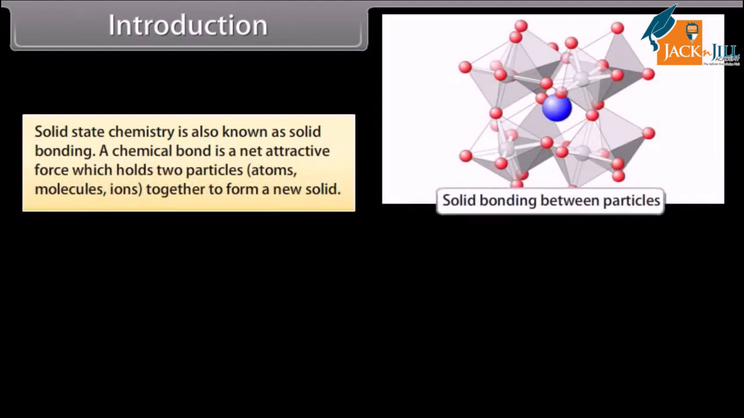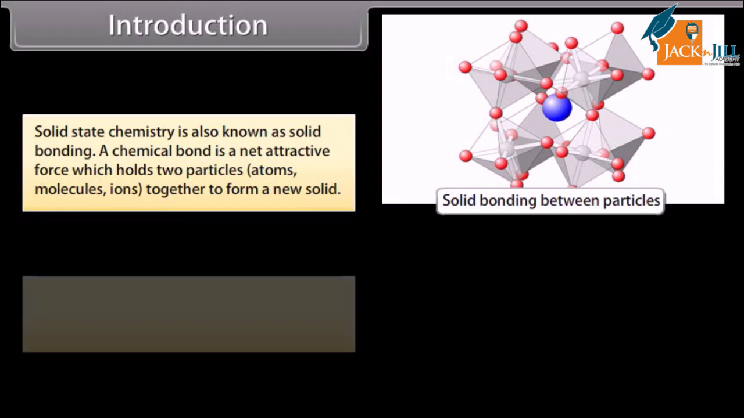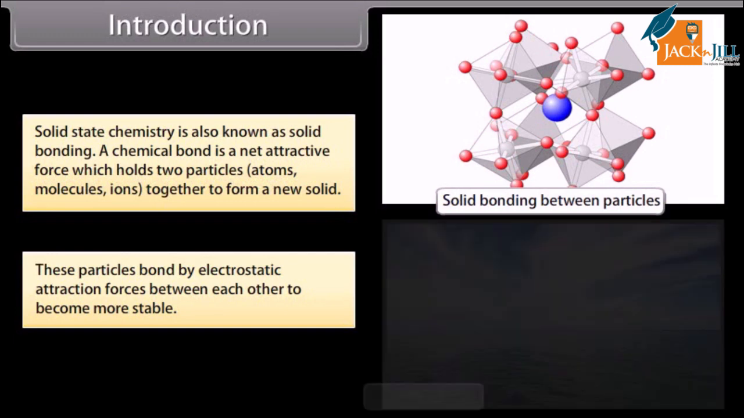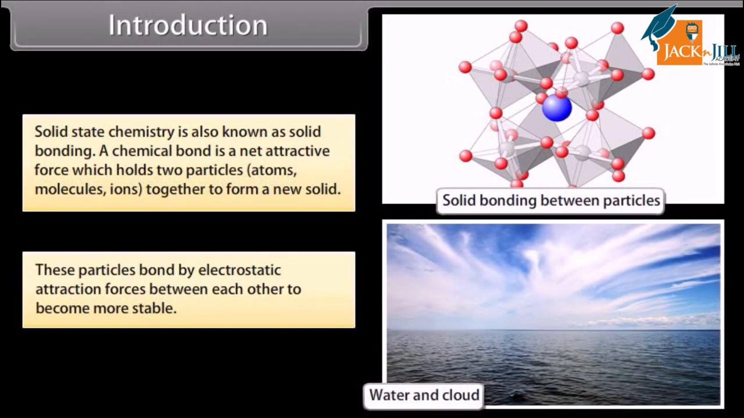Solid-state chemistry is also known as solid bonding. A chemical bond is a net attractive force which holds two particles (atoms, molecules, ions) together to form a new solid. These particles bond by electrostatic attraction forces between each other to become more stable. Think about it. If you're not solid, you will be nothing, not even water or cloud, thanks to solid bonding.